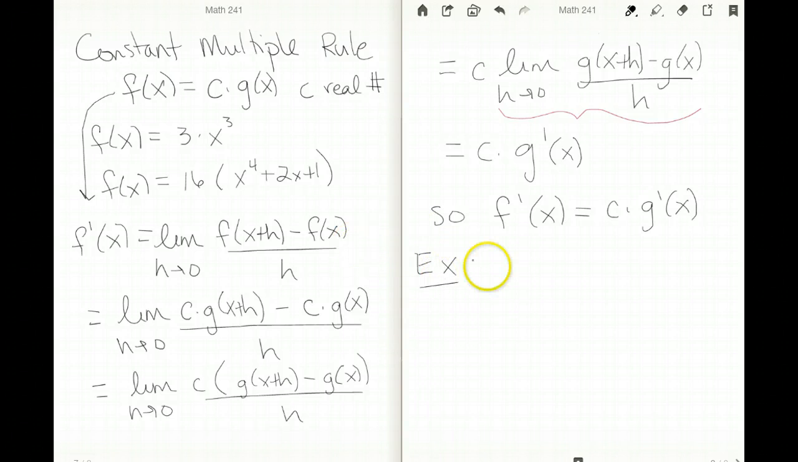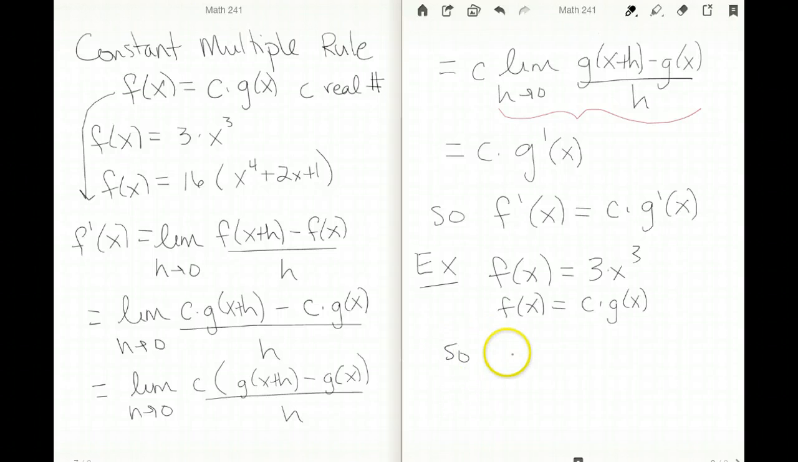Let's take our example up there where we have f of x is 3x to the third, right? Remember, this is 3 times x to the third. So this is like having f of x equals c times g of x, right? It's like g of x is x to the third. Okay, so in that case then, if we want f prime of x, that means that we have to do what? We just take the c, the constant, which for us is 3, right? And then we multiply by the derivative of g of x, right? We multiply by the derivative of x to the third.